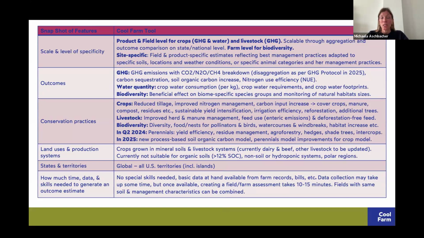And for biodiversity, it's a great catalog of conservation practices. So basically, it's a whole thing. The whole questionnaire is all of the things that you can improve on the farms. And just a few examples are to diversify the species you have, install food nests for pollinators, add water courses and habitats to your farm.